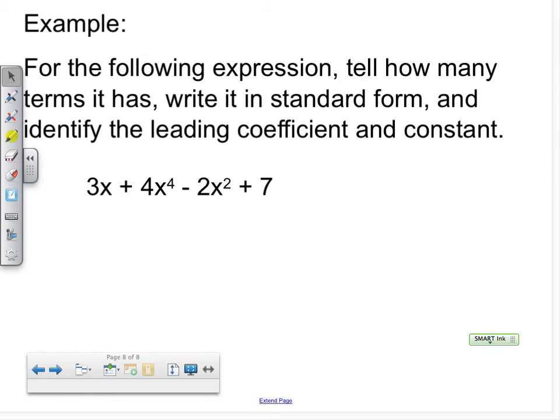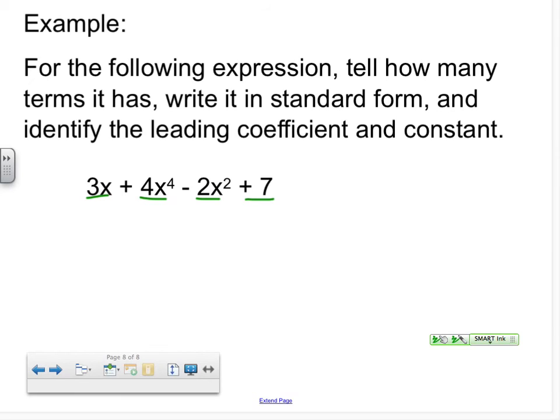Okay, an example. After I read this, pause, try yourself, and see if you're correct. For the following expression, tell how many terms it has, write it in standard form, and identify the leading coefficient and constant. I'm going to add on what degree is it. All right, so I see 4 terms. 1, 2, 3, 4. It has 4 terms, right in standard form. So find the highest power. We'll put that at the far left. 4x to the 4th minus 2x squared plus 3x plus 7.